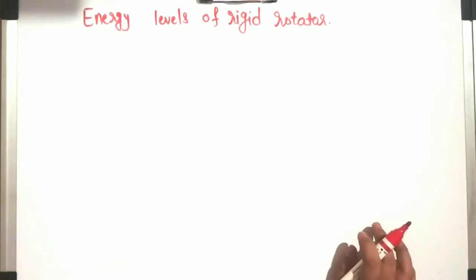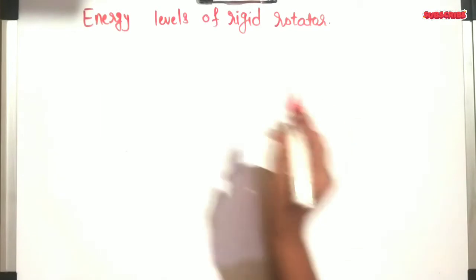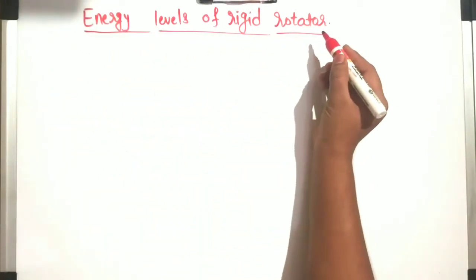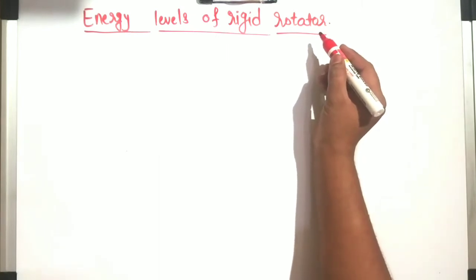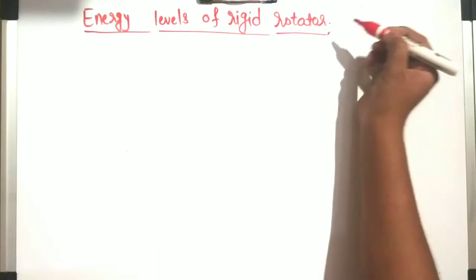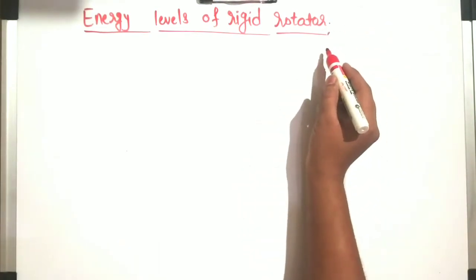Hello dear students, in this video we will discuss the energy levels of the rigid rotator. In the last video we studied the spectra of rigid diatomic molecules, where we derived one equation. Here also we will start with the diatomic molecules.